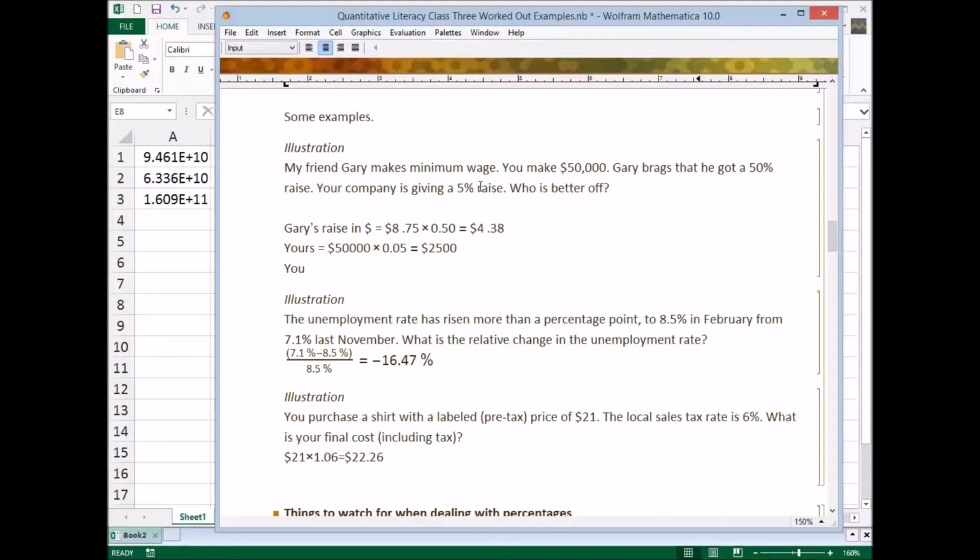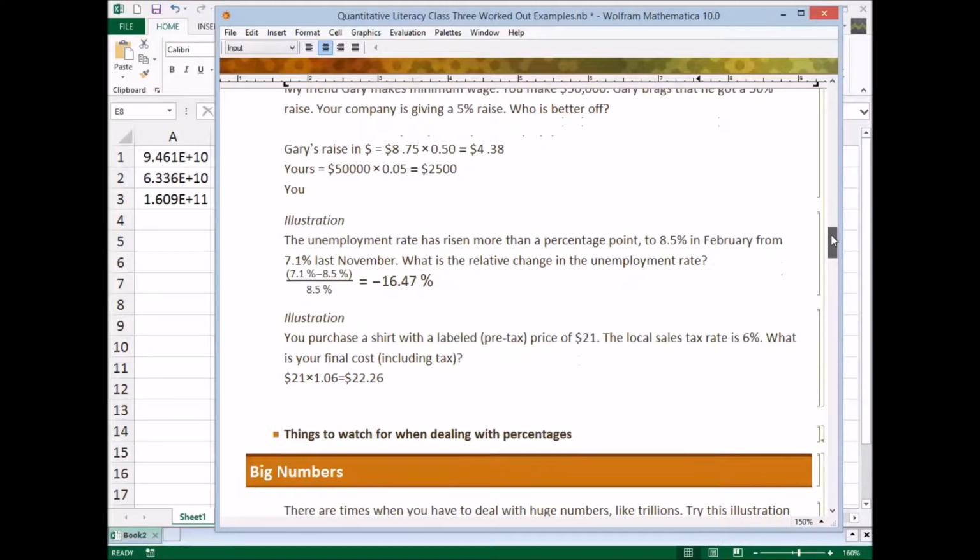Assuming that the minimum wage is $8.75, 50% of that would be 4.38. So he will be making $4.38 more. For you though, the increase is 5%. So 50,000 times 0.05 will be 2,500. So clearly you're better off in terms of the raises.